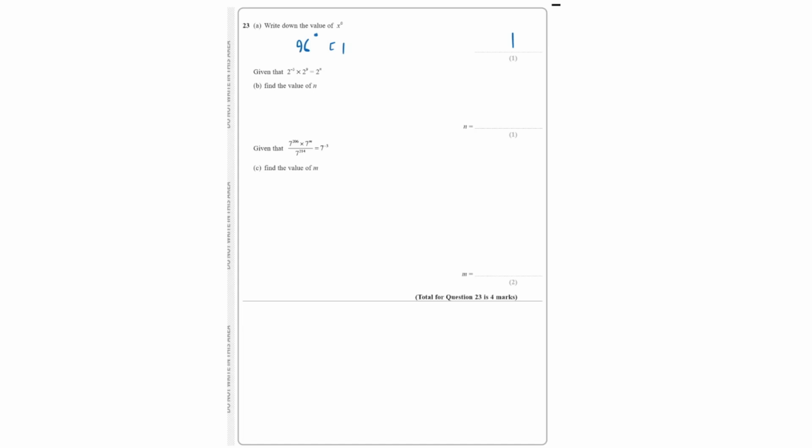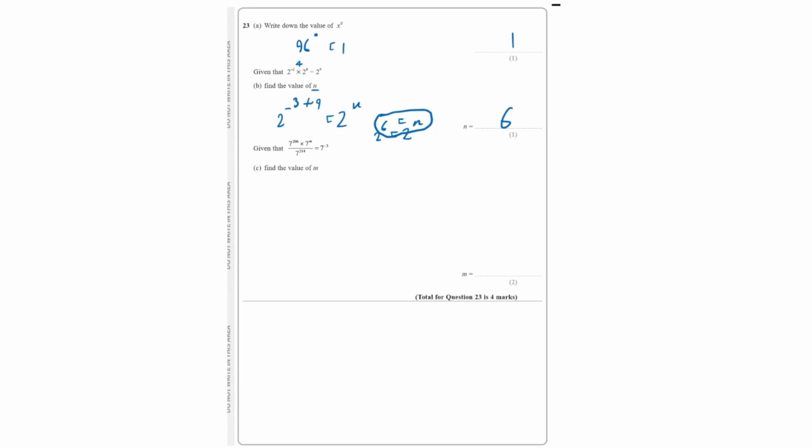Given that 2 to the power of negative 3 times 2 to the power of 9 is equal to 2 to the power of n, find the value of n. So when multiplying powers, we simply add them. So 2 to the power of negative 3 times 2 to the power of 9 is the same as 2 to the power of negative 3 plus 9, which should give us 2 to the power of n. That means negative 3 plus 9 is 6, which is equal to n. And since we only have to find n, we simply write the power, which is 6.